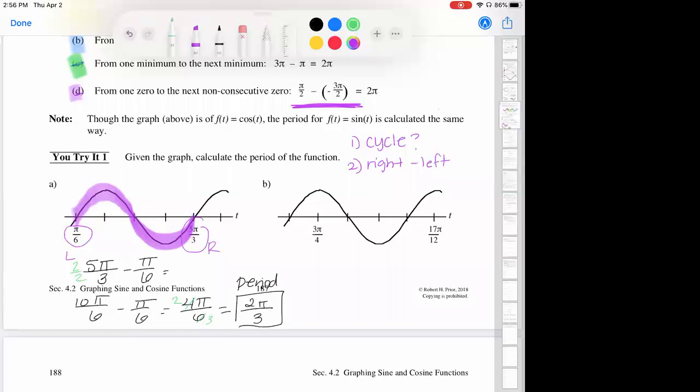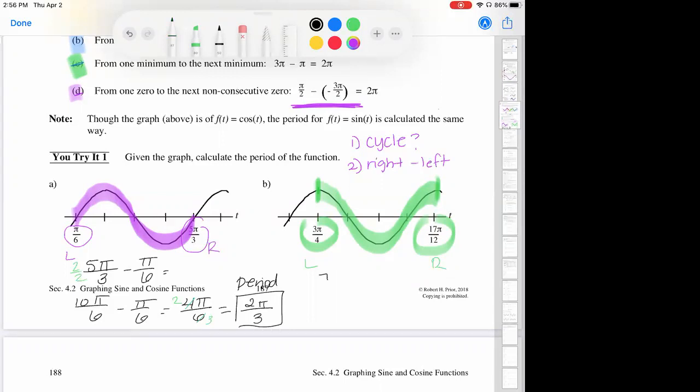Okay, so let's see what happened. So I'm going to start with this one just because it has it marked for us. Okay, so if I start this, then I must end there too, right? So I must end here. I go through my zero, my minimum, zero again, and I'm back at my maximum. So that would be a period. I will have to label my leftmost point and my rightmost point. That's your leftmost and rightmost. So as you're working through this, it's okay to have a cheat sheet on the side. So in your cheat sheet, to find your period, you will need to find the measurement of a cycle, determine what your cycle is, and then you're going to subtract rightmost point minus your leftmost point.